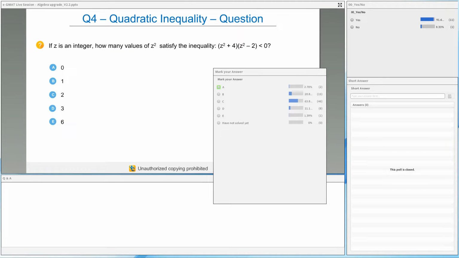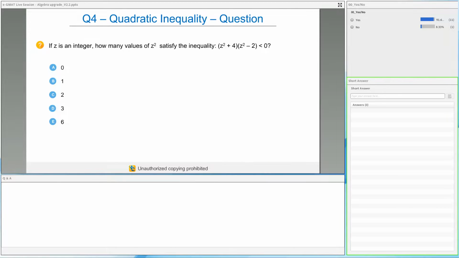So tell me, what was the range? The majority of you got the answer correct, but I still want to know, we discussed this question, right? What was the range that we got for z square? Can anyone type in the answer? What was the range that we got?